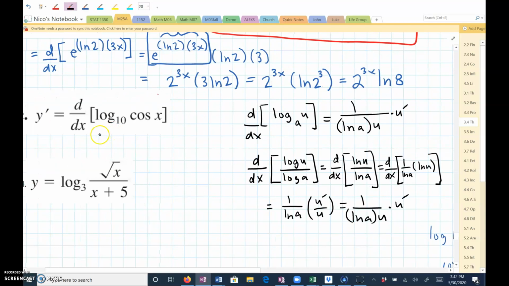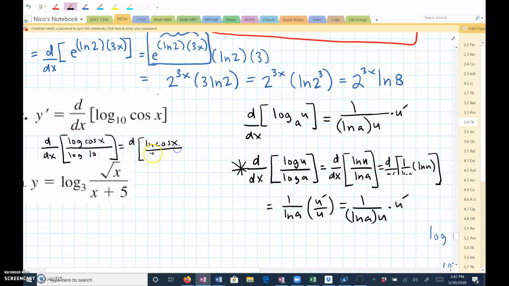All right, so let's try this one. So again, I like this method because instead of just memorizing, it's more comprehension, more understanding. I usually remember things better that way. So I'm going to rewrite this as log of cosine of x all over log 10. And then I can take the derivative of the natural log of cosine of x all over the natural log of 10.